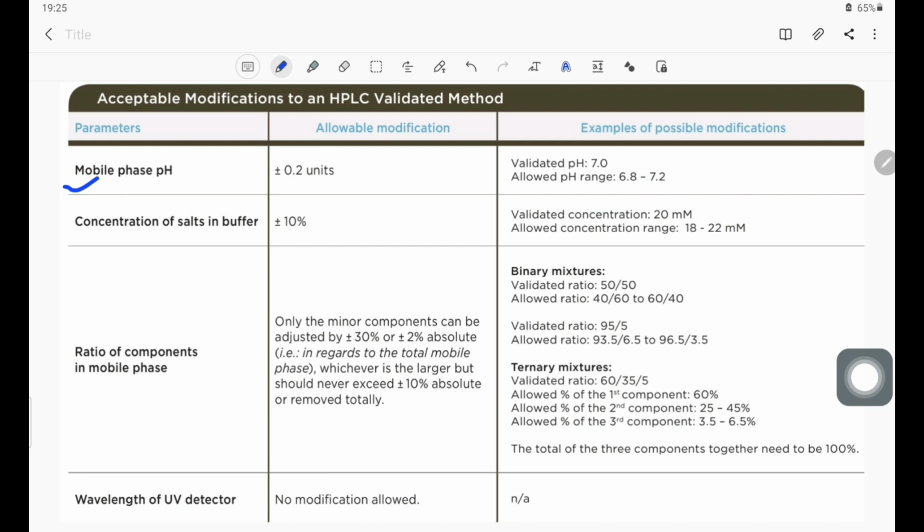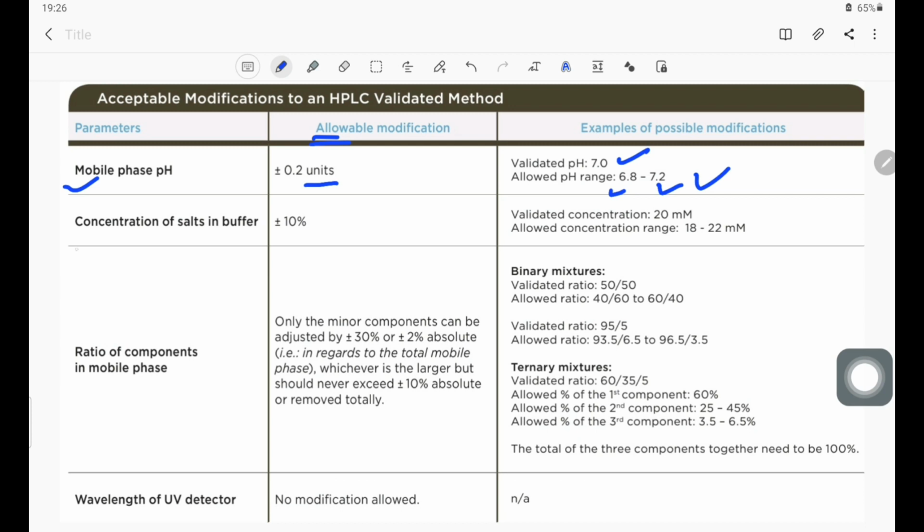In the mobile phase, the allowable modification is plus minus 0.2 units. Okay, now for example, if in the validated method for which we have taken the reference of any monograph, the validated pH is 7, then plus minus 0.2 units we can make as allowable changes, that is 6.8 and 7.2. 7 minus 0.2 units is 6.8 and plus 0.2 units it's 7.2.